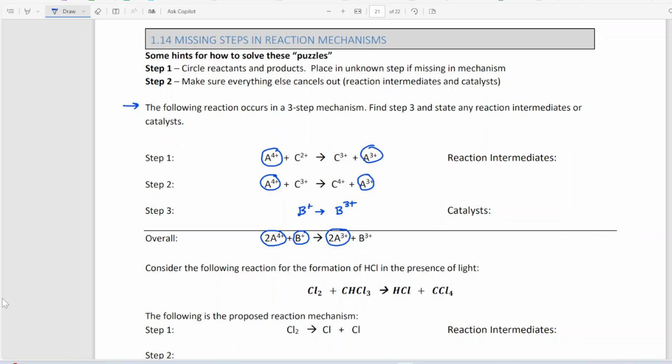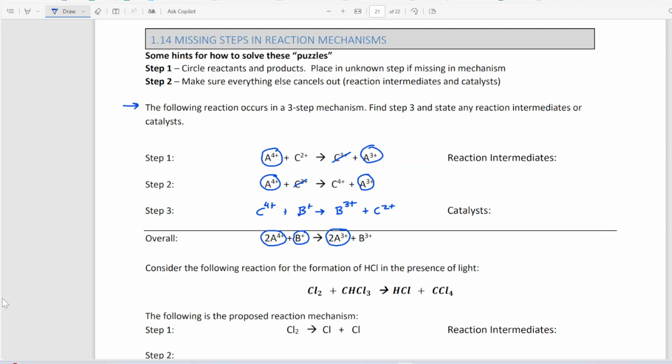Then everything else has to cancel out. So the C3+ already cancels out, but I've got this C2+ is a reactant that's missing in the products, so I'm going to add it in. And then I've got this C4+ that's in my products, so I need to add it as a reactant so that it cancels out. And so then this would be my missing step.